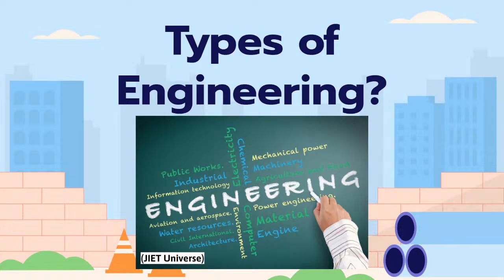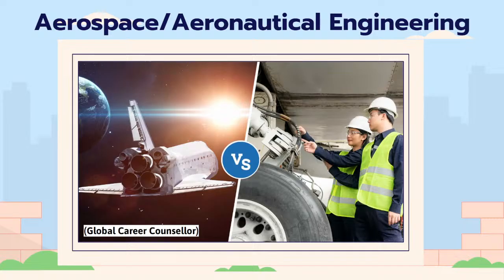Okay, I know that was a lot. So now we're going to look at the different types of engineering. Okay? Let's go. The first one is aerospace and aeronautical engineering. Let's say it together slowly. Aerospace and aeronautical engineering.